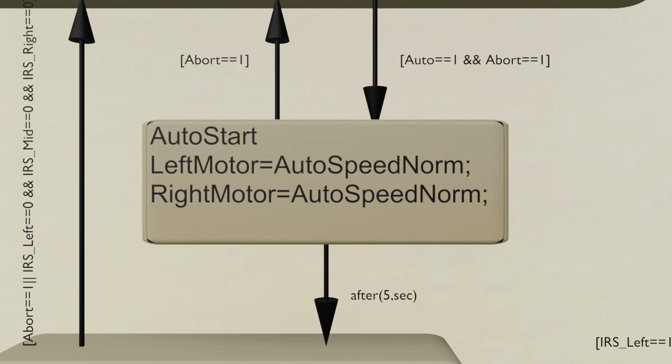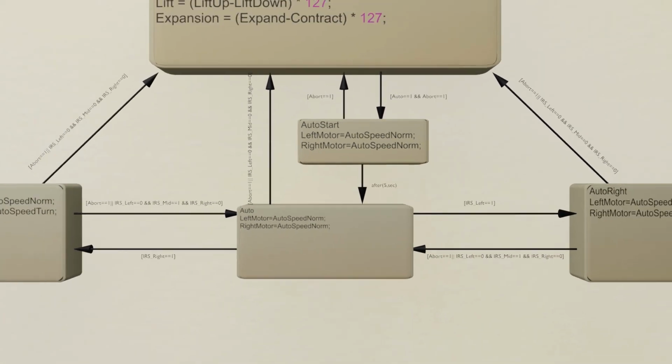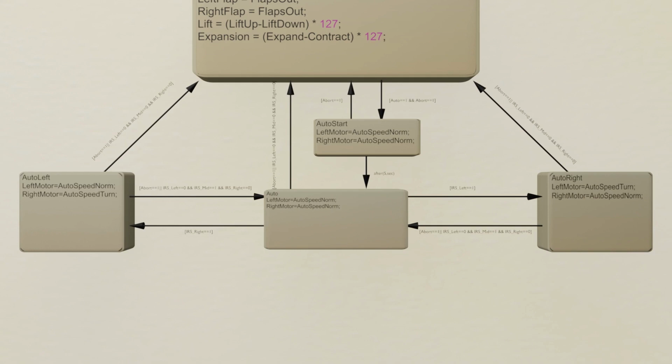In this state, the output to each drive motor is set to the autospeed norm variable discussed earlier. When 5 seconds have elapsed, the program will move into the auto state, where each drive motor will continue to be assigned the autospeed norm variable until the left or right IR sensor reads 1. Then the program will move into the auto left or auto right state respectively.